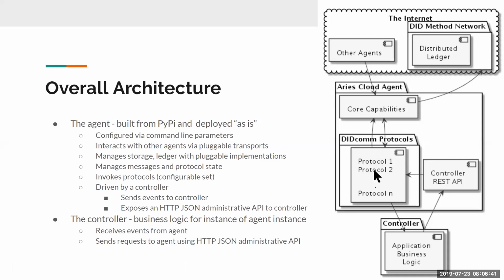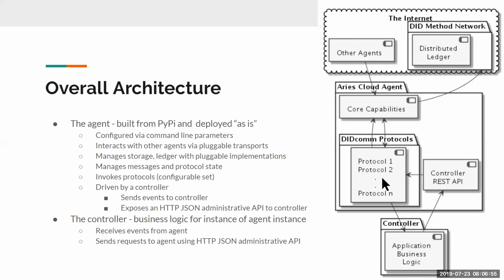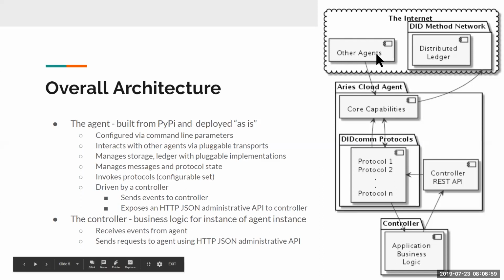So for example, if an invitation comes in, the protocol would say, hey, controller, I got an invitation. What do you want me to do with it? And the controller would send a message back saying, hey, accept that invitation. And the agent would then do that, and that would cause some other events to occur, and the protocol would occur with the other agent. The other agent might reply, send an event over to the controller, who would then decide what to do with that event. And that's basically the flow.